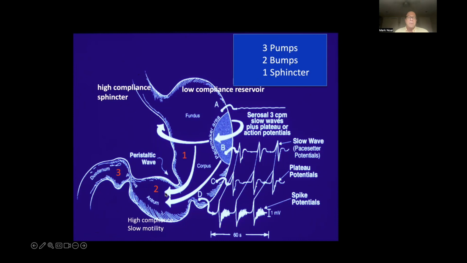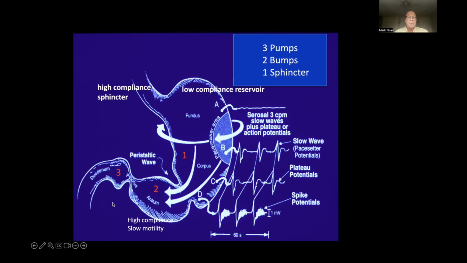By the way, the antrum is the highest concentration of ICCs in the digestive system. So thus you have the first pump, the corpus, the second pump, the antrum, the two bumps meaning the angularis as well as the pylorus. And then finally, the third pump is in the duodenum.